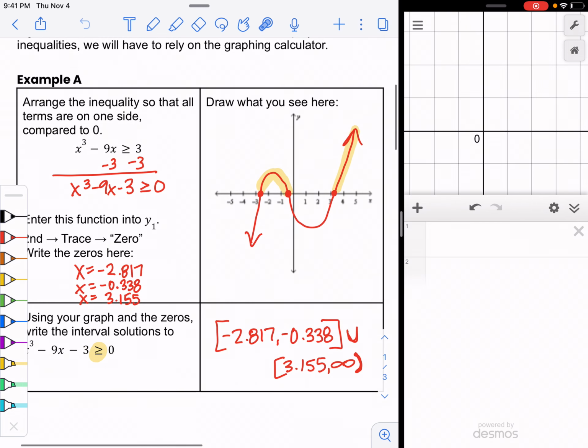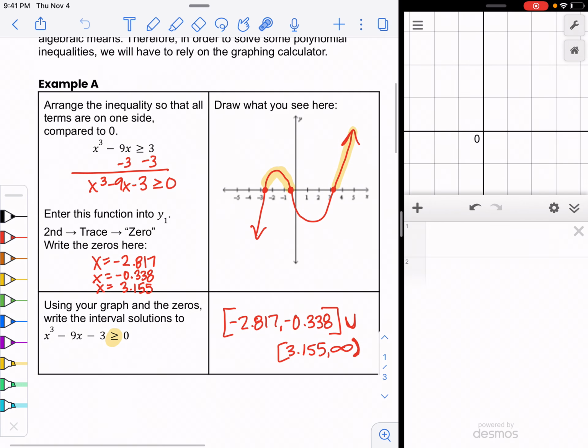So for our first example, you'll see that our first job is to arrange the inequality so that the terms are on one side compared to 0. So basically we just need to move everything to one side. So you can see that's why we're taking away the 3 here. So we can end up with x to the third minus 9x minus 3 is greater than or equal to 0. So we have this function. There's nothing we can do about it algebraically.